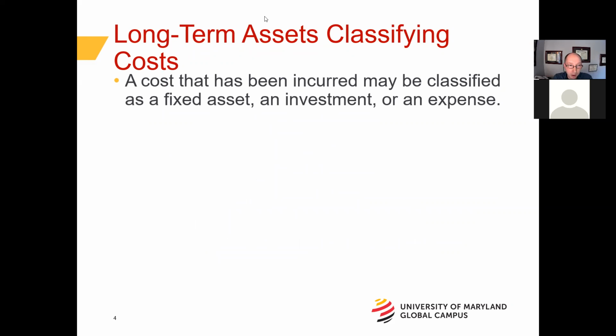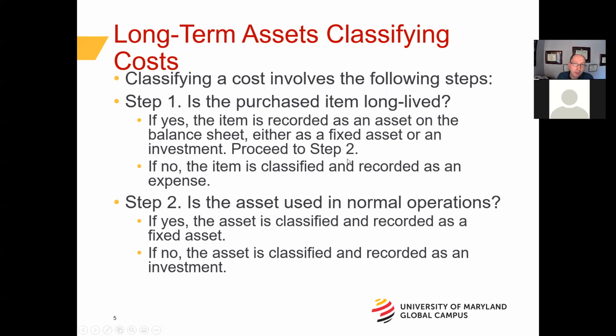There are costs, of course, associated with all fixed assets, with pretty much everything we do in business. But there are costs that are typically incurred with any fixed asset. An asset is typically classified as a fixed asset, an investment, or as an expense. We're going to talk more about that. How do we classify the cost associated with a fixed asset? First thing we do is we look at purchase price and we look at how that purchase price is recorded. If the purchase price is recorded as an asset on the balance sheet, it is recorded either as a fixed asset or an investment.